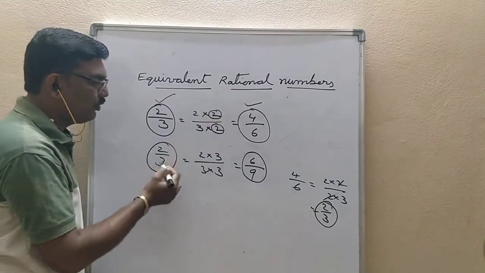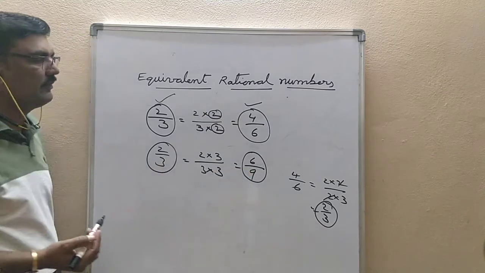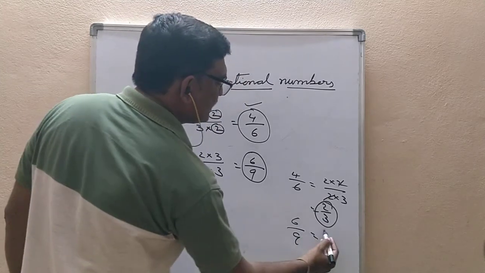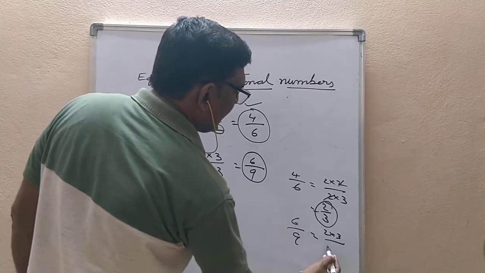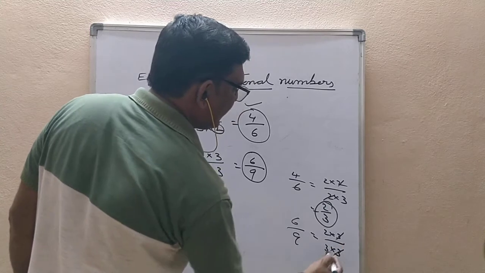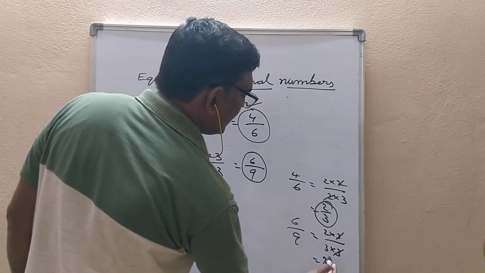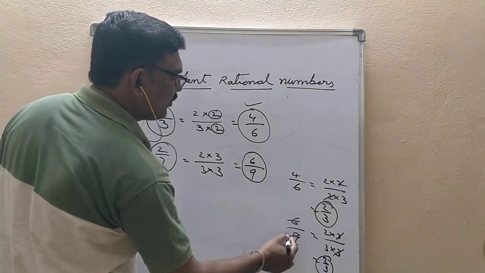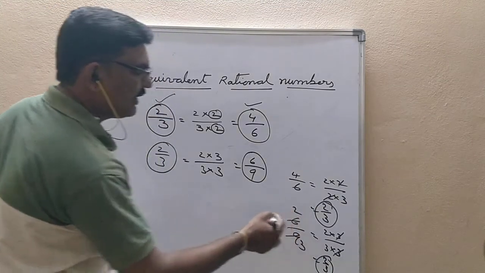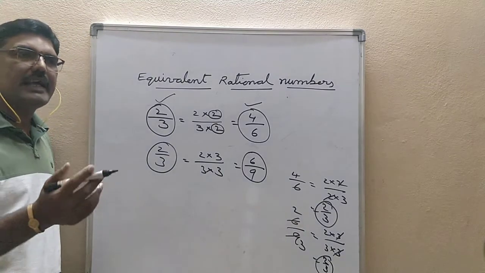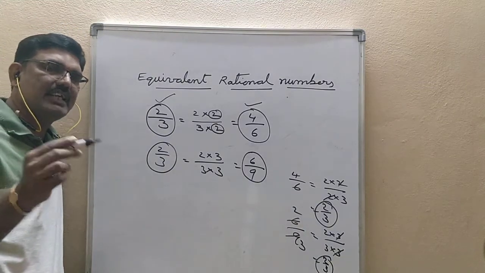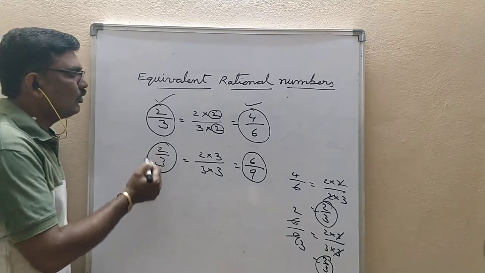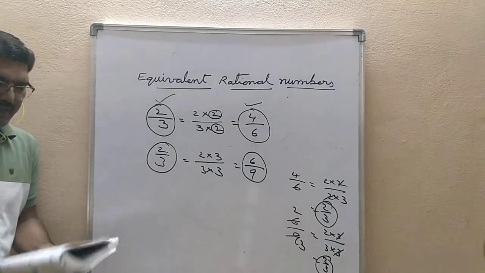So one more equivalent rational number for 2 by 3 is 6 by 9. For checking purposes, if you take 6 by 9, you can write 6 as 2 into 3, and 9 as 3 into 3. The 3 cancelled, so 2 by 3 remained. So you can cancel the numerator and denominator by the same number without changing its value. So for 2 by 3, the equivalent fraction I wrote is 6 by 9.